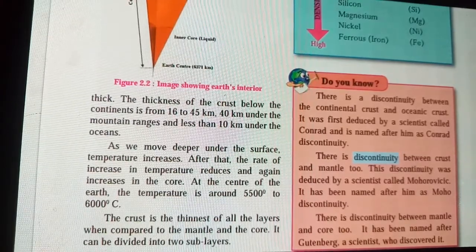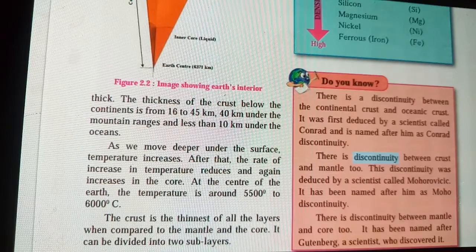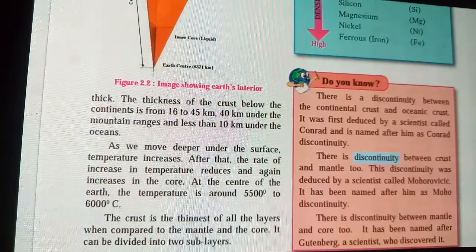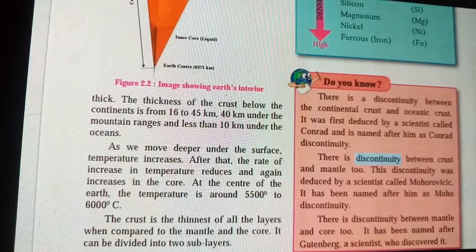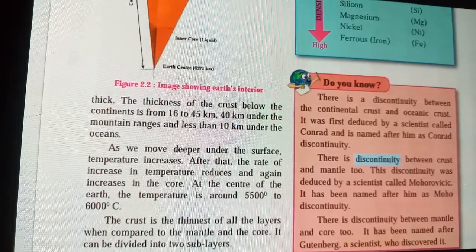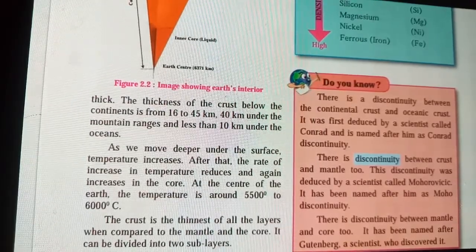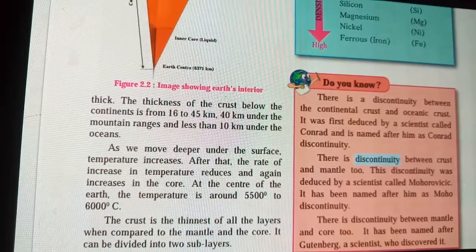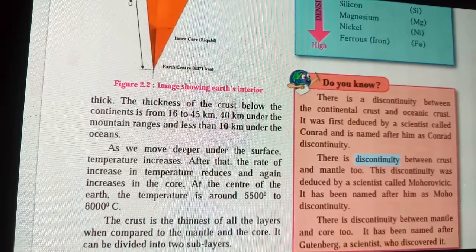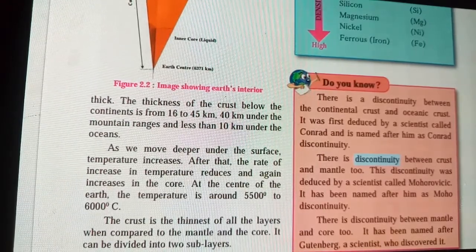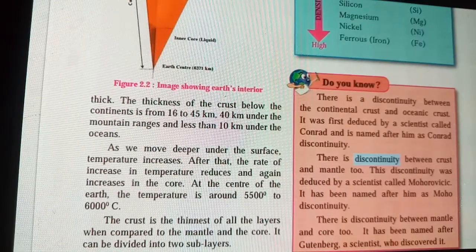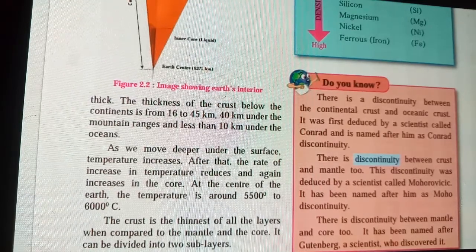14 kilometers under the mountain ranges and less than 10 kilometers under the ocean. So mountain ranges are having different kilometers, and under the ocean you are having 10 kilometers. So this is the explanation of crust actually.